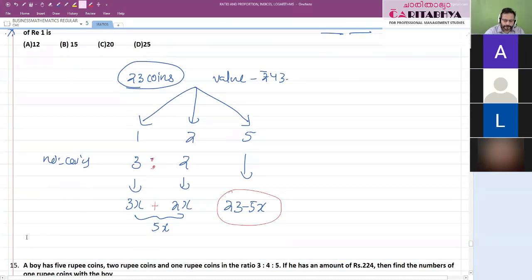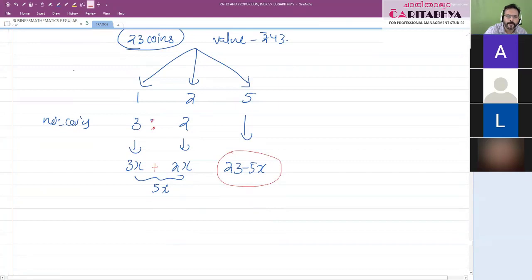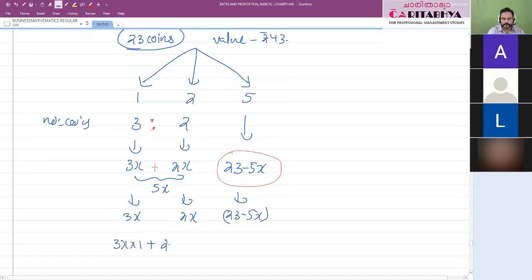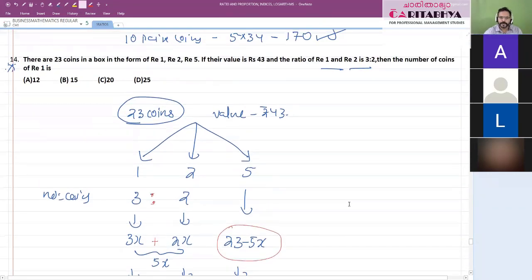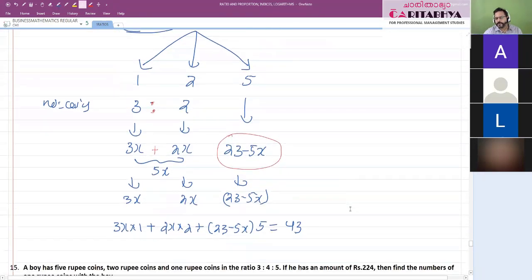Now the value. 3x 1 rupee coins, 2x 2 rupee coins, 23 minus 5x 5 rupee coins. Multiplying by value: 3x into 1 plus 2x into 2 plus 23 minus 5x into 5 is equal to 43. Then solve for the answer.